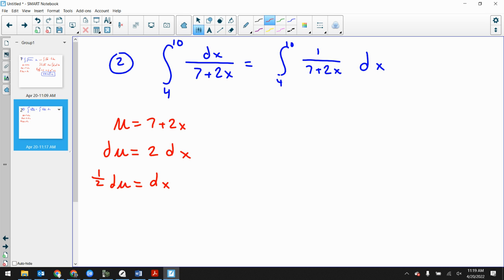Now, I keep getting it equal to dx. That's not always going to happen. There are cases where I need to leave stuff over onto the other side, and I have some examples of that as well. All right, now, so this is going to turn into, we'll leave that open right now, 1 over u times 1/2 du.